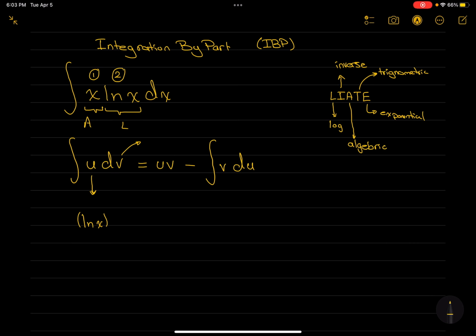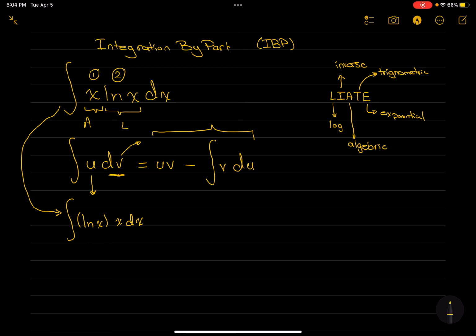Okay, makes sense? Everything else is basically the same as over here. I'm just writing it so it can resemble our equation. And the dv is going to be whatever is left, which is in this case x dx. All of this is going to be our dv. So the u is ln x, the dv is x dx. Now we have to figure out the v, the du, and all the other parts that are over here.